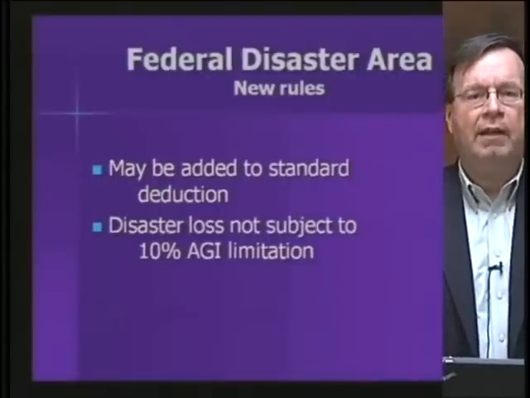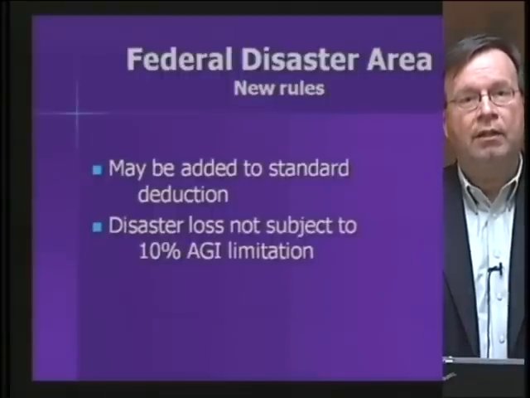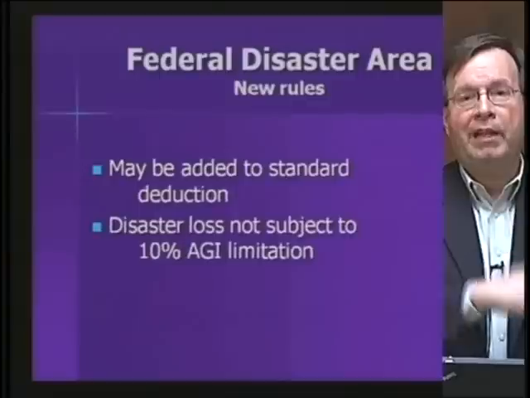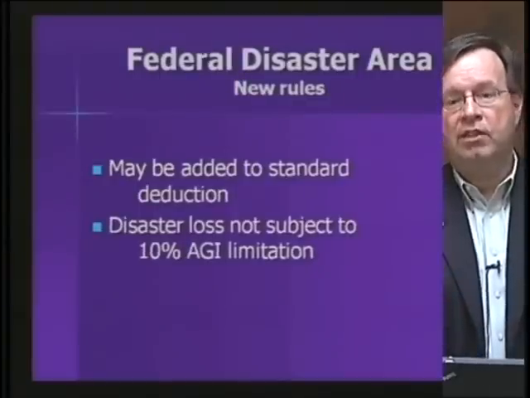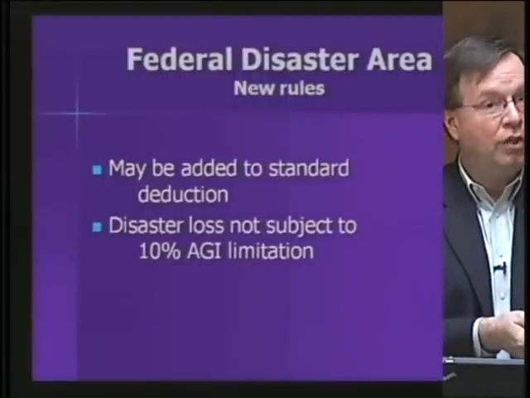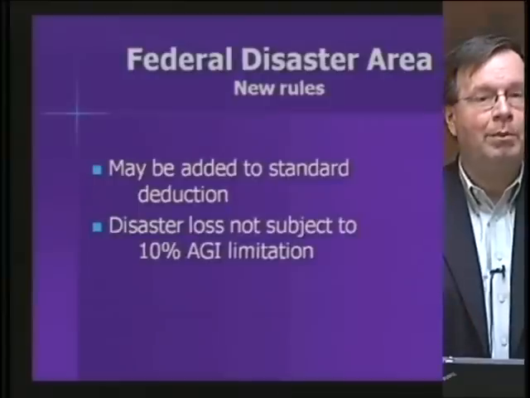The other aspect is that when the president declares something a federal disaster area, you can take the loss that you incur, say in 2008, and carry it back to 2007. What that does is takes a loss out of one year, puts it in a previous year, allows you to file an amended return for that previous year and get some cash immediately right away. So you have that option of doing it.